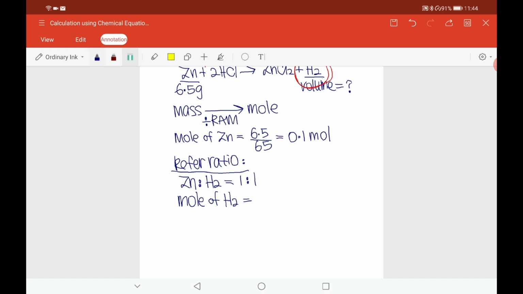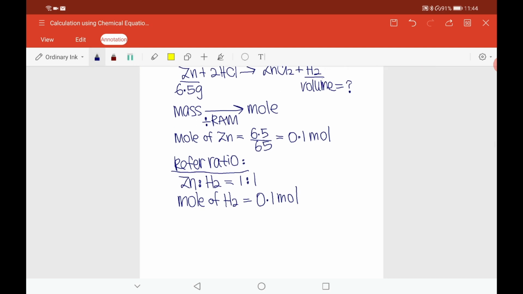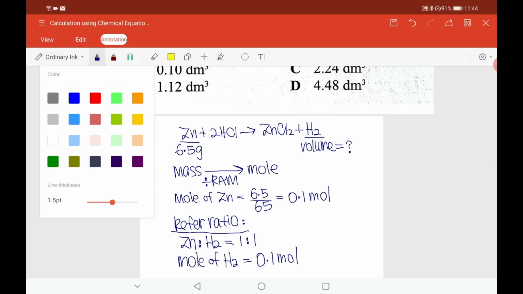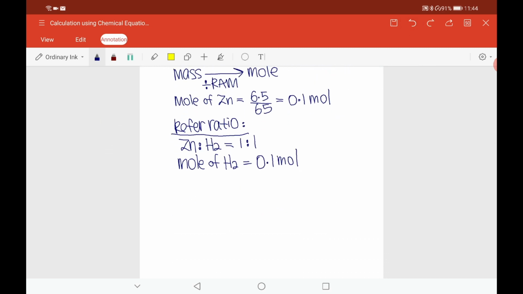Alright, so I hope everyone knows how to do the ratio here. Use the number in front, the formula, to do ratio. Now we know the mole for hydrogen already. In the end, what we are looking for is volume. So how to get volume? We already have mole. Now we can change the mole to volume.